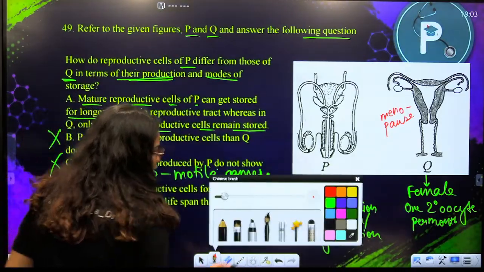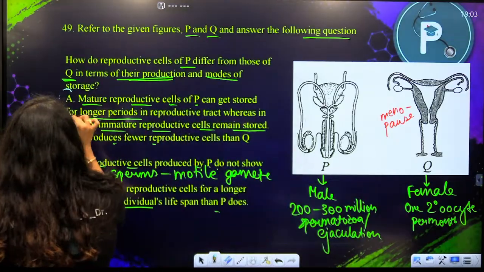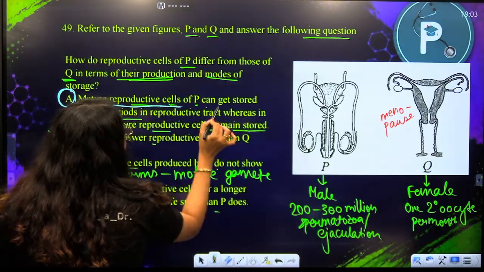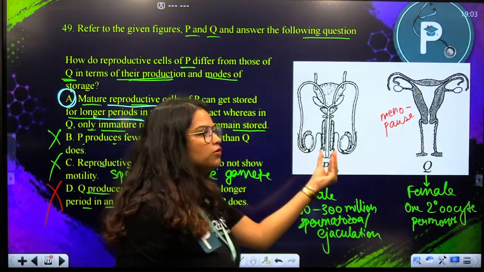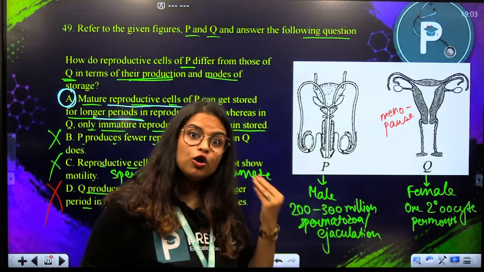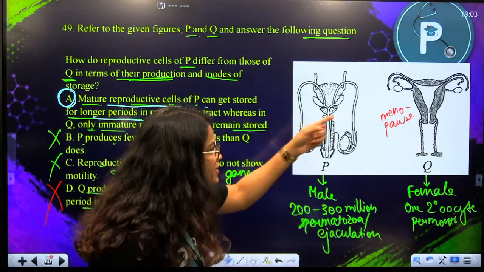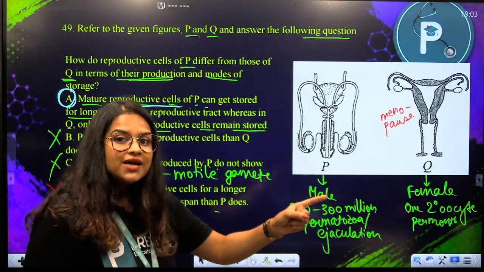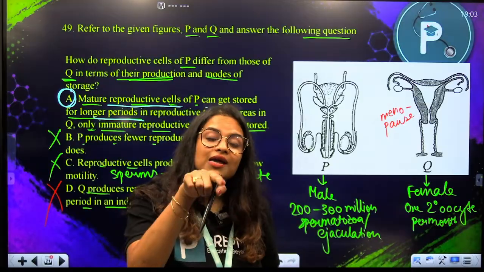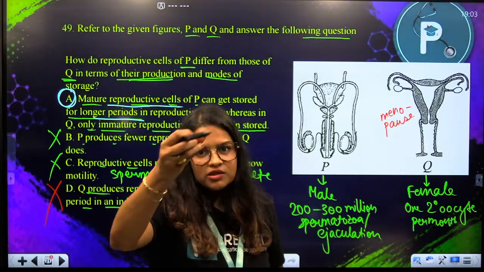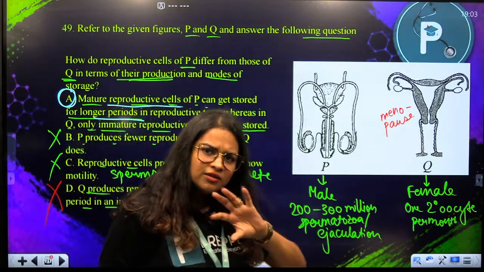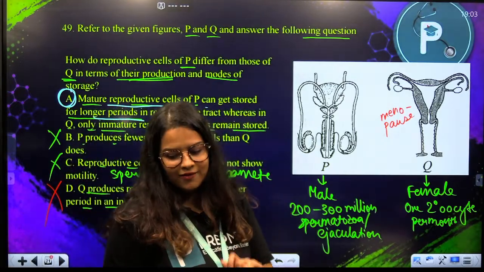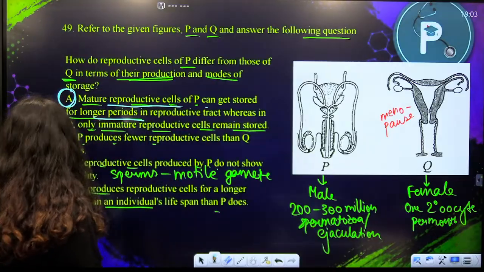So the right answer is going to be only this. Yes, the mature reproductive cells of P can get stored for a longer period of time. The spermatozoa can get stored in the epididymis for a longer period of time. But in case of female, the secondary oocyte has a lifespan of only 24 hours once ovulated. So immature cells, that means primary oocyte in the follicular stage, can remain. All right, so question number 49 is done.